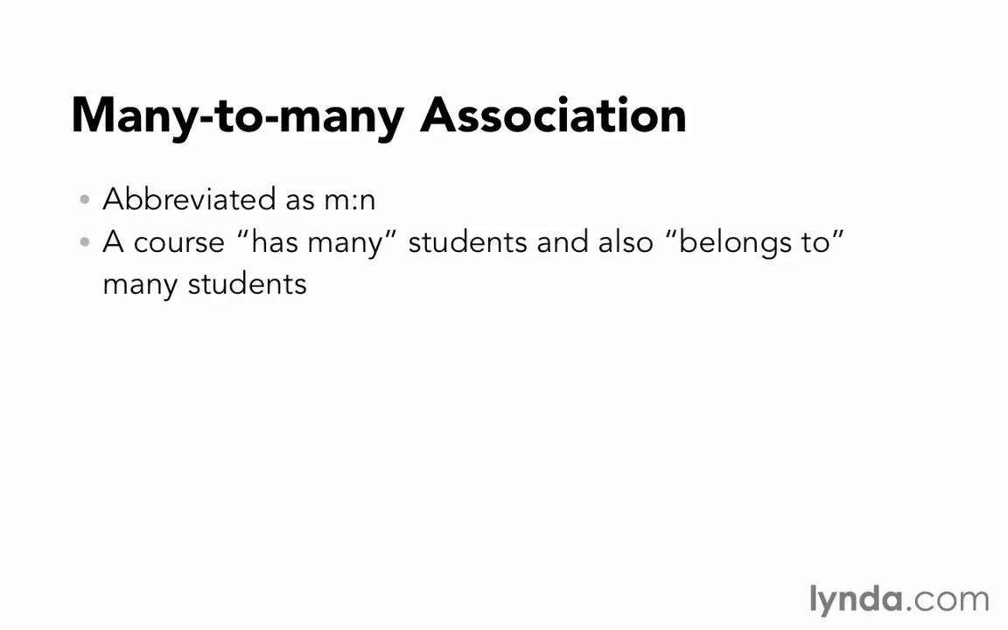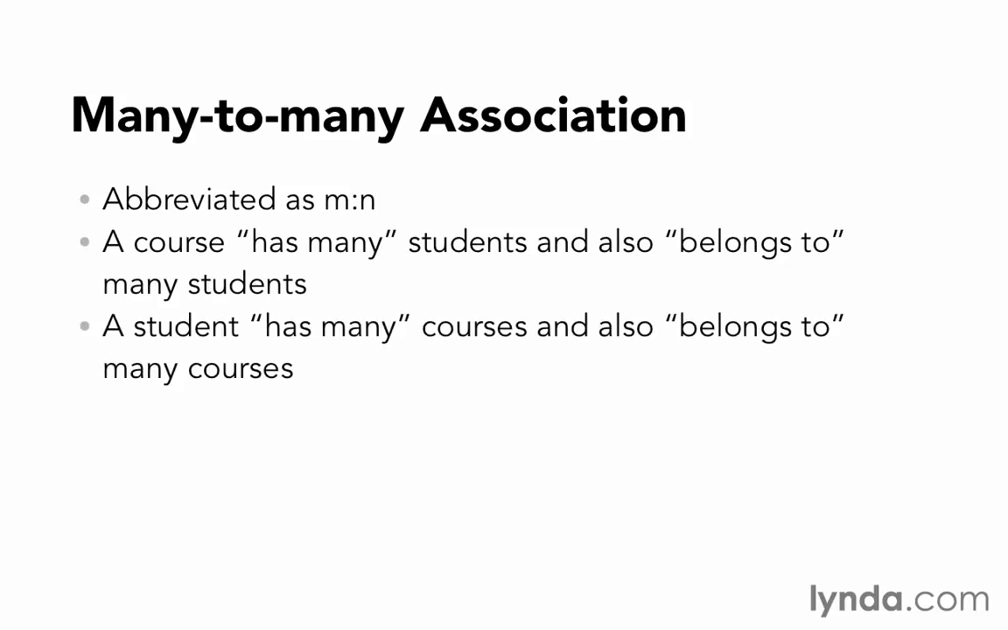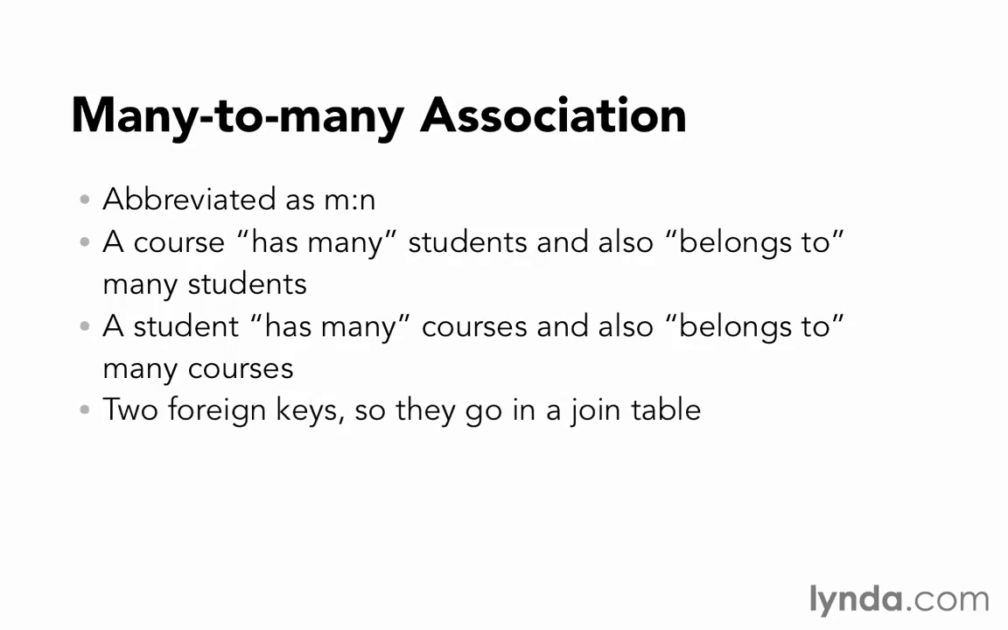The third relationship type is many-to-many. An example of this would be how a course has many students. Of course, at the same time, a student has many courses. That's why it's many-to-many. We have many courses and many students, and they're all interrelated. In this case, we're going to have 2 foreign keys, so they're going to go in a join table.